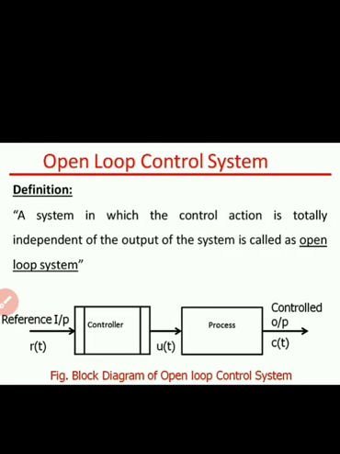Open loop control system. A system in which the control action is totally independent of the output of the system is called an open loop system. So here, as the name indicates, you can see there is no feedback in the system.